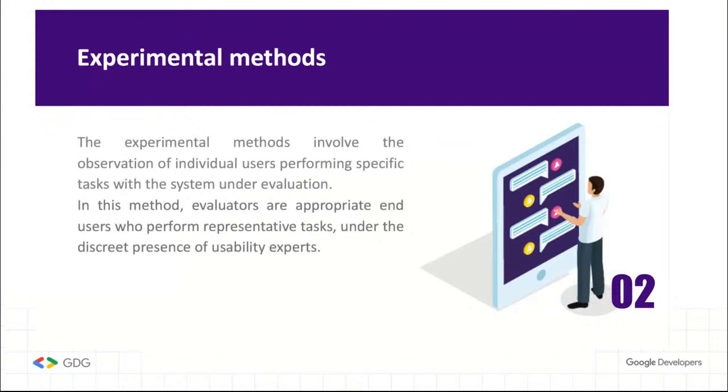Experimental methods involve the observation of individual users performing specific tasks with the system under evaluation. In this method, evaluators observe users who perform representative tasks under the discreet presence of usability experts. What that means is that when we do experimental methods, we need to find real users and give them our product to test, and to report everything we are watching or hearing, asking them questions, and doing interviews one-to-one with them.